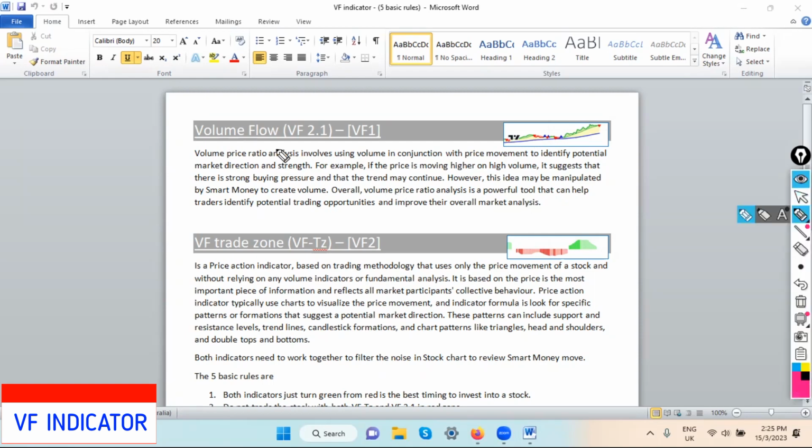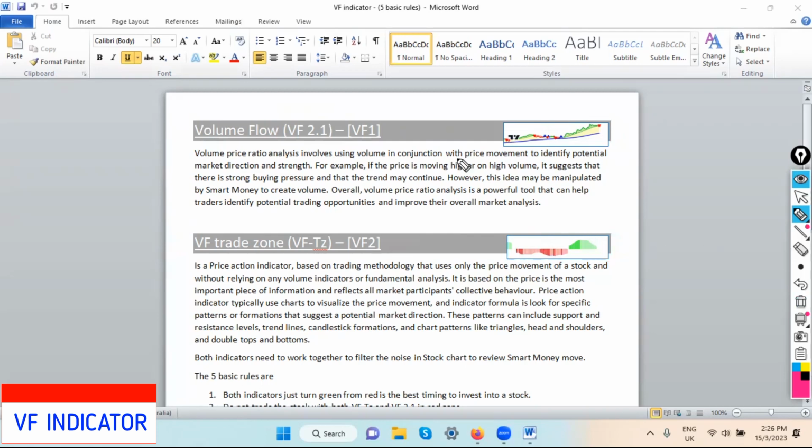So with the VF indicator, when you join, you have two indicators. One is the old version, which is actually the first version, Volume Spread VF 2.1, and the second one is VF Trade Zone. In this video, I will demonstrate VF1 and VF2. Both you can see below your chart, looking like this for VF1, and the wave type one is VF2.